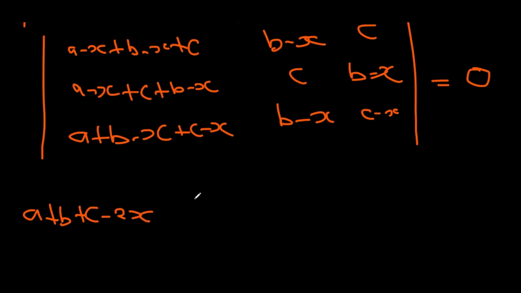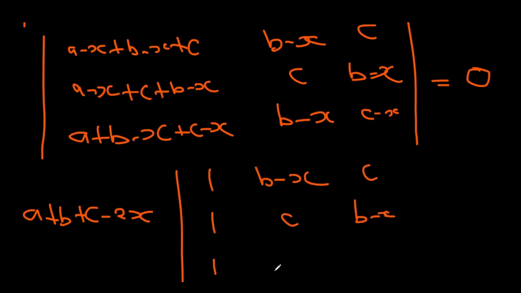So what am I going to remain with? I'll remain with 1, b minus x, c. Here I also remain with 1, c, b minus x, and then here 1, b minus x, and then c minus x. And then we are saying this determinant is equal to 0.